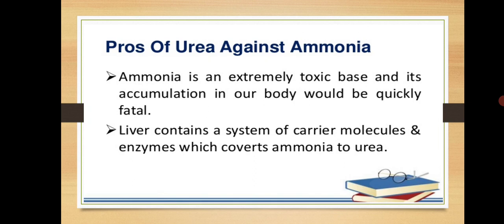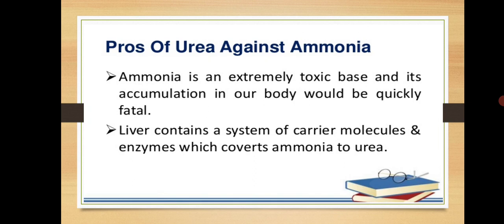So what are the pros of urea against ammonia? Why urea, why not ammonia? The main reason is that ammonia is very toxic. Our body cannot store that toxic form, so it must be quickly converted into urea and then excreted out of the body. The liver contains a system of carrier molecules and enzymes which converts ammonia to urea.